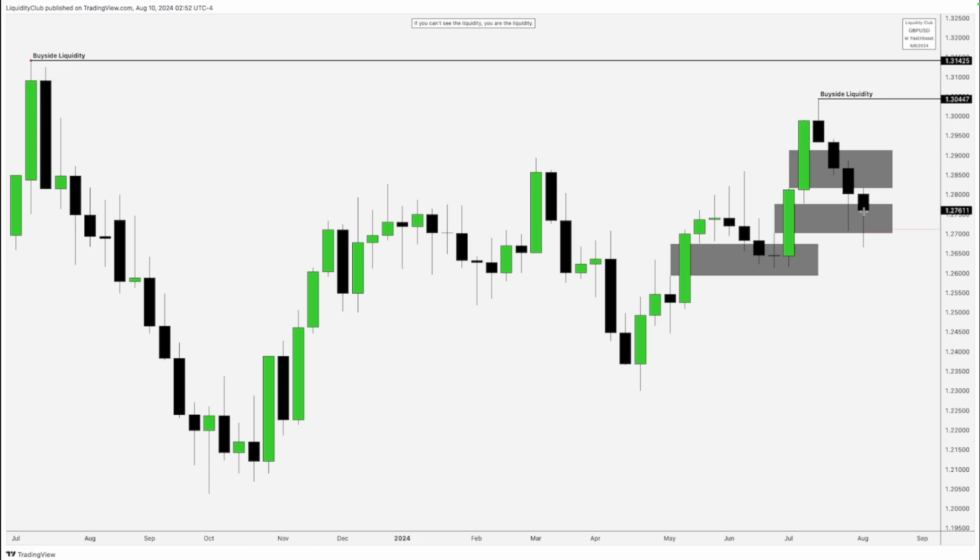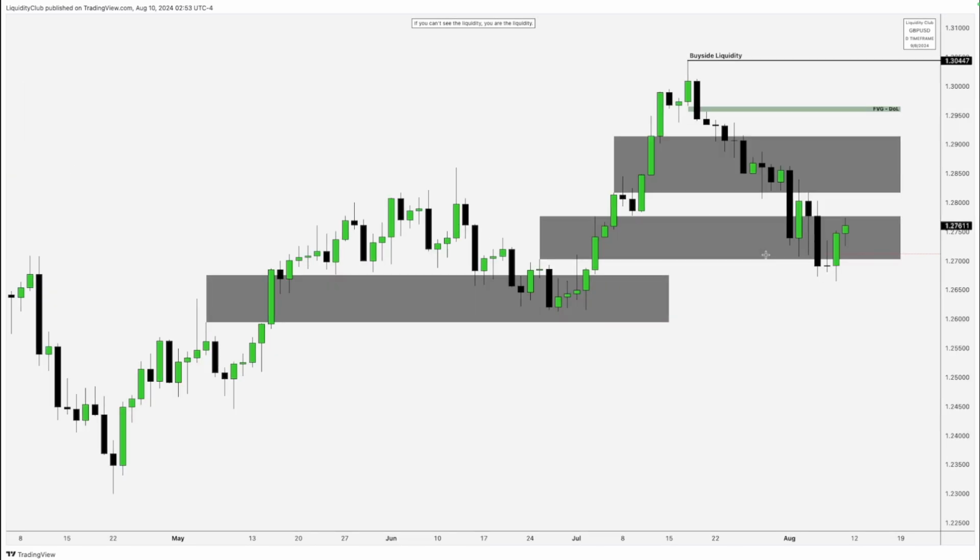My last line of defense is the encroachment of this discount wick. Once we get a close on a daily basis below this line here, the red line, which is roughly the 1.27 big figure, I'm not considering buy side liquidity anymore, and I'm going to be looking for the sell side liquidity over here.